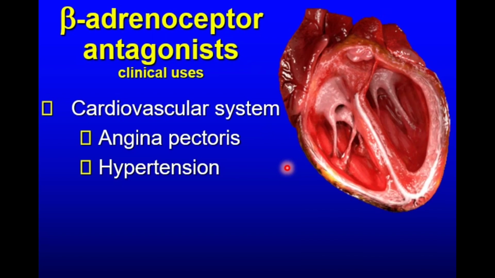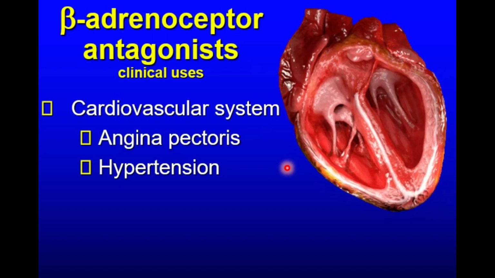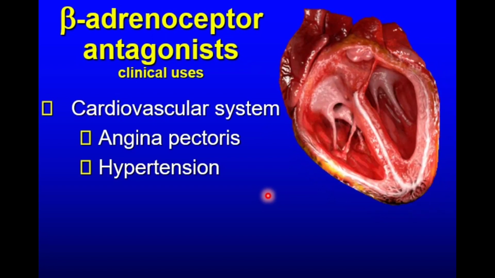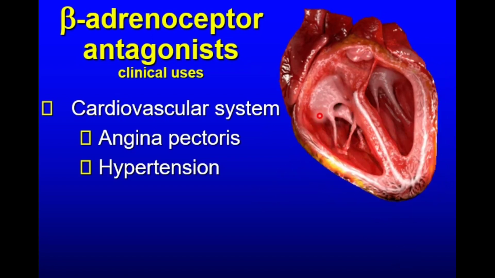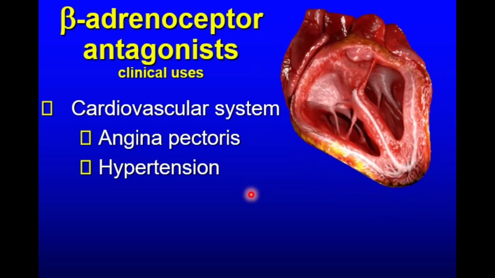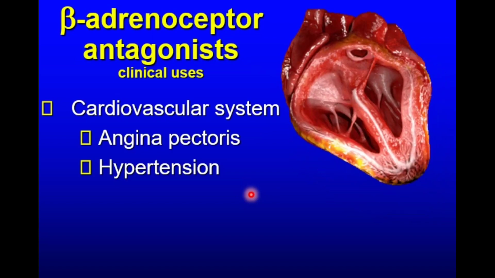Beta antagonists can be used to lower blood pressure in hypertensive patients. The mechanism is complex and involves reduction in cardiac output, reduction of renin release from the juxtaglomerular cell by the kidney, and a central action on vasomotor center, reducing sympathetic activity. Probably all three are involved.